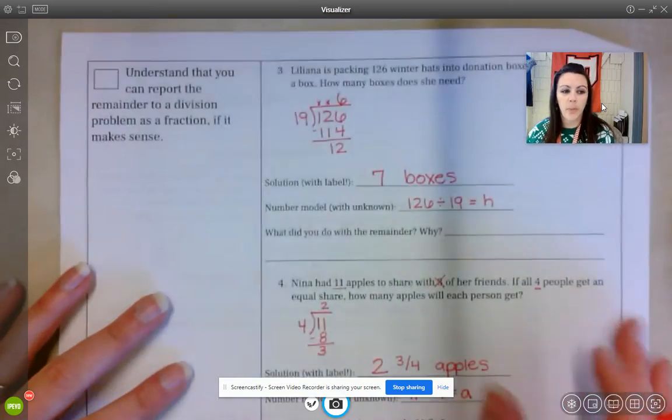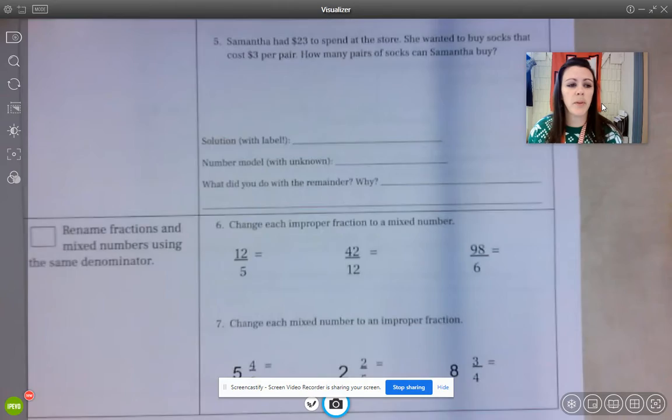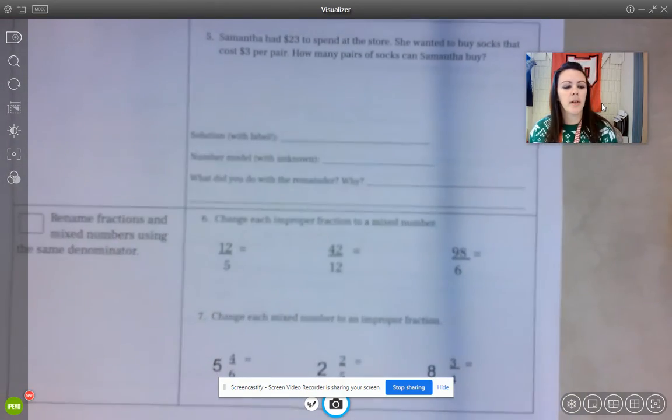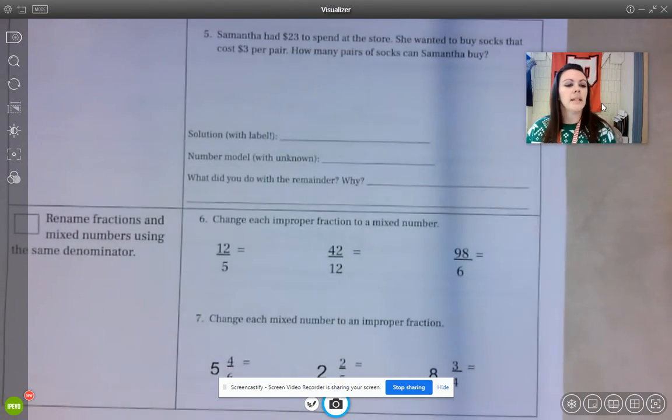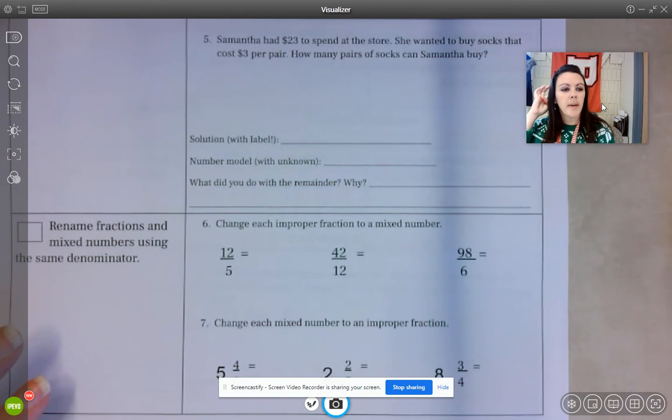If those 2 problems went well for you, hopefully you put a check in that box. Let's go ahead and turn to the next page. We have one more interpreting the remainder question. This time we're talking about money. It says Samantha had $23 to spend at the store. She wanted to buy socks that cost $3 per pair. How many pairs of socks can Samantha buy?